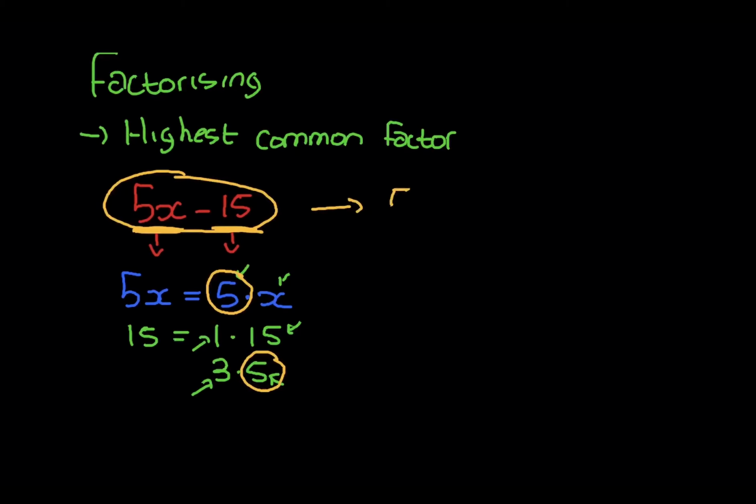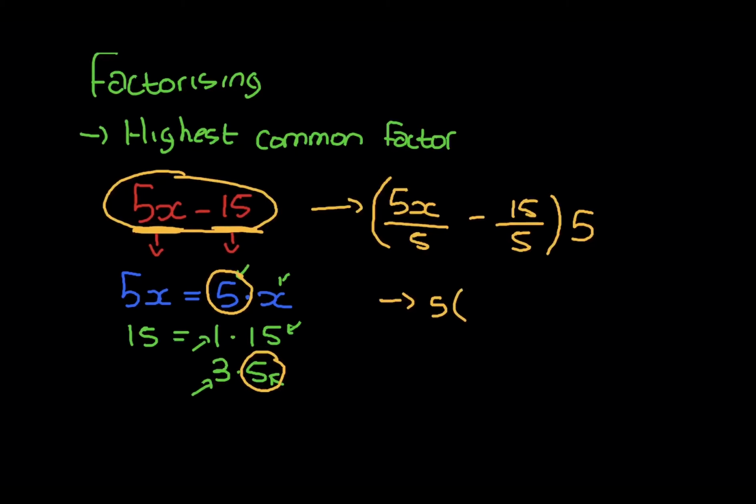We say 5x divided by 5 minus 15 divided by 5, and this goes in brackets. What's outside the brackets would be the factor that you found. So your final answer would be 5 outside the brackets, x, because 5x divided by 5 is x, minus 3, because 15 divided by 5 is 3, and this is your final answer. Now let's have a look at another example.